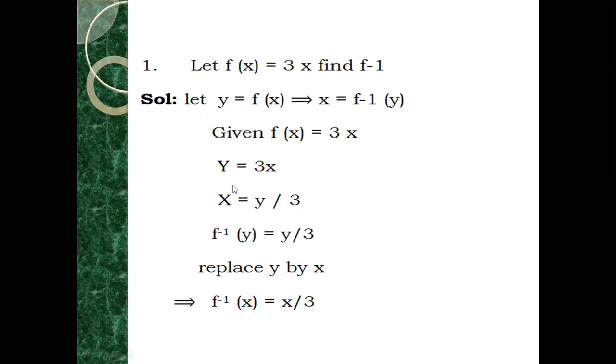So here f of x is equal to y, so we replace, y is equal to 3x. From this we get the x value, x is equal to y by 3. So x is equal to f inverse of y, so f inverse of y is equal to y by 3. This is the inverse function for y. So we replace the y variable by x, we get the inverse function for x. So f inverse of x is equal to x by 3.